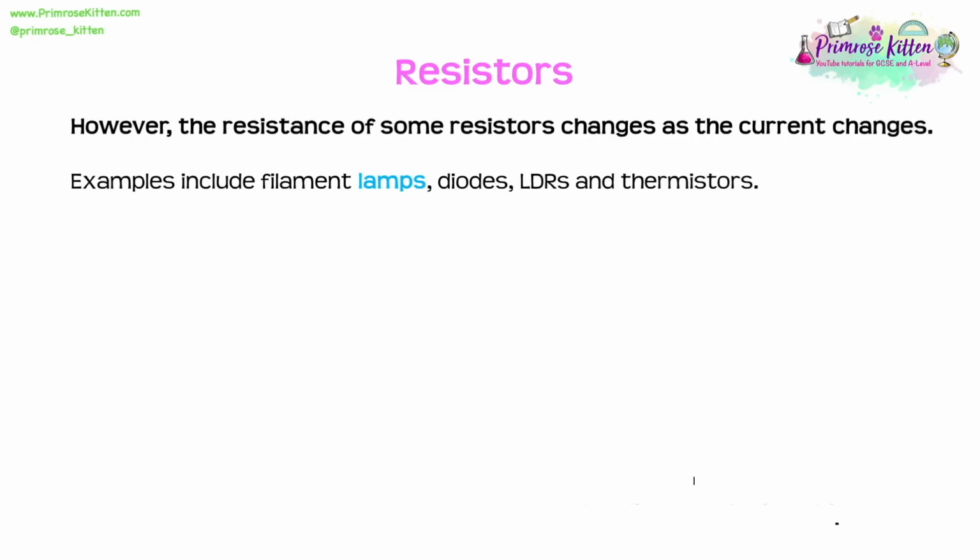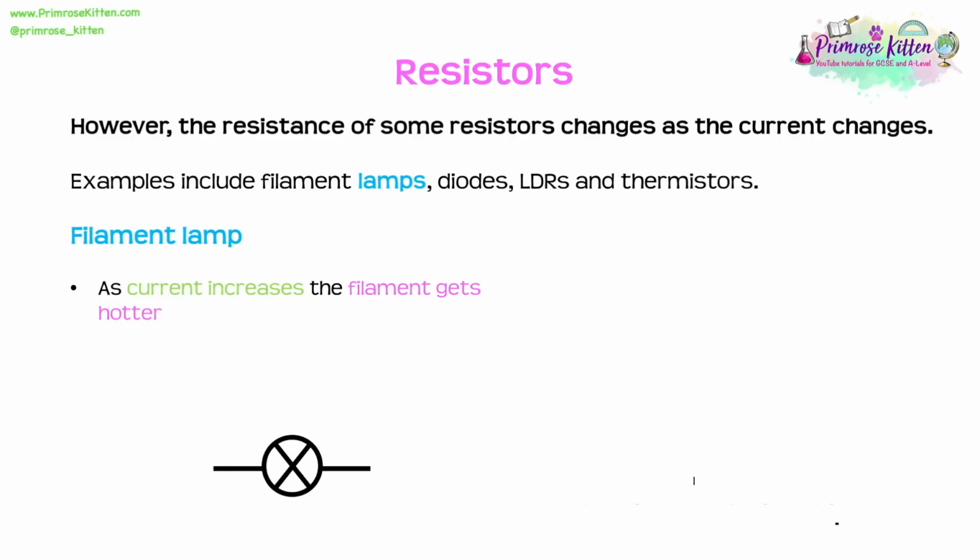However, we'll find that the resistance of some different resistors actually changes as the current changes. An example of this is a filament lamp. Filament lamps have tiny little wires within them, and the way that lamp works is the current goes through them, they get hot and they start to glow, and that's how they illuminate the room. However, as the current increases, the filament is going to get hotter and hotter. If you imagine all of the atoms within that really hot wire, they're all going to be bouncing around the place. And what that means is that it's harder for the current to flow.